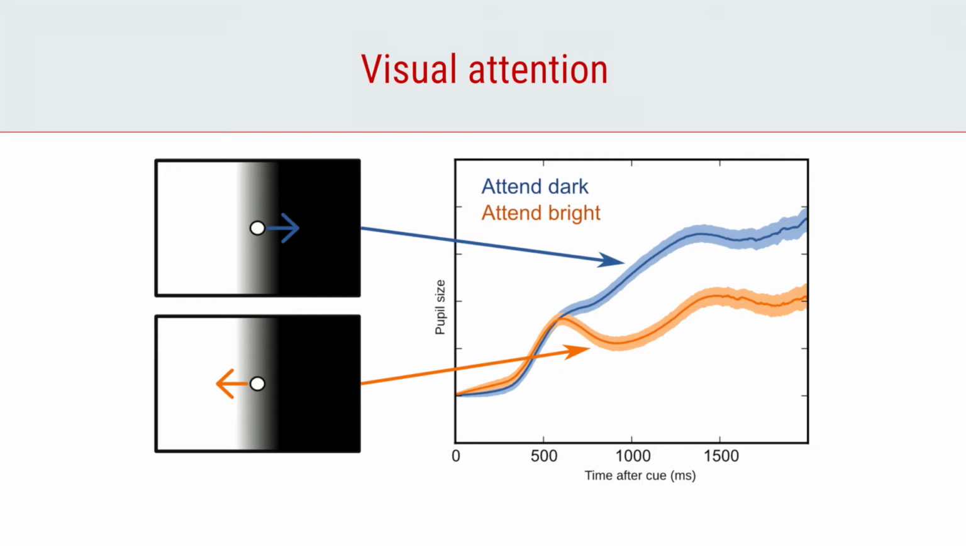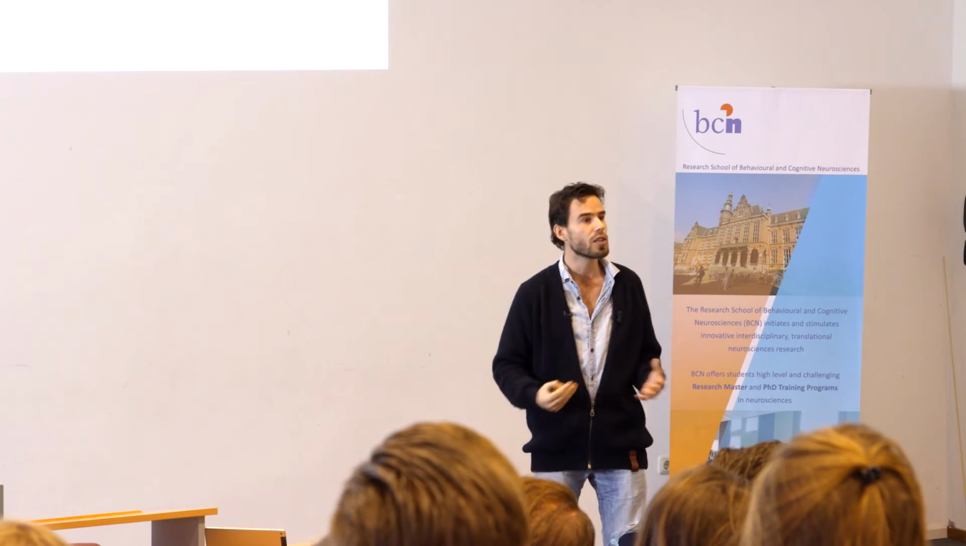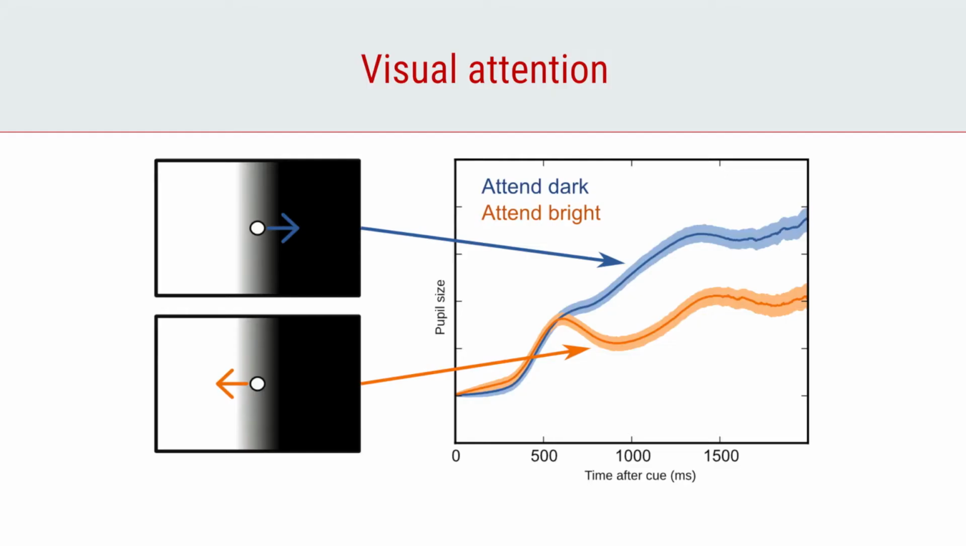And then what we do is we measure pupil size, and then we can plot pupil size here on the y-axis as a function of time here on the x-axis. So time 0 means that's the moment that we ask the participant to shift their attention to the brightness or the darkness. And then what we find is that the pupil is a little bit larger if the participants attend to the dark side of the screen, this blue line, compared to when they attend to the bright side of the screen, this orange line. So that's the effect of covert visual attention on the pupil light response.